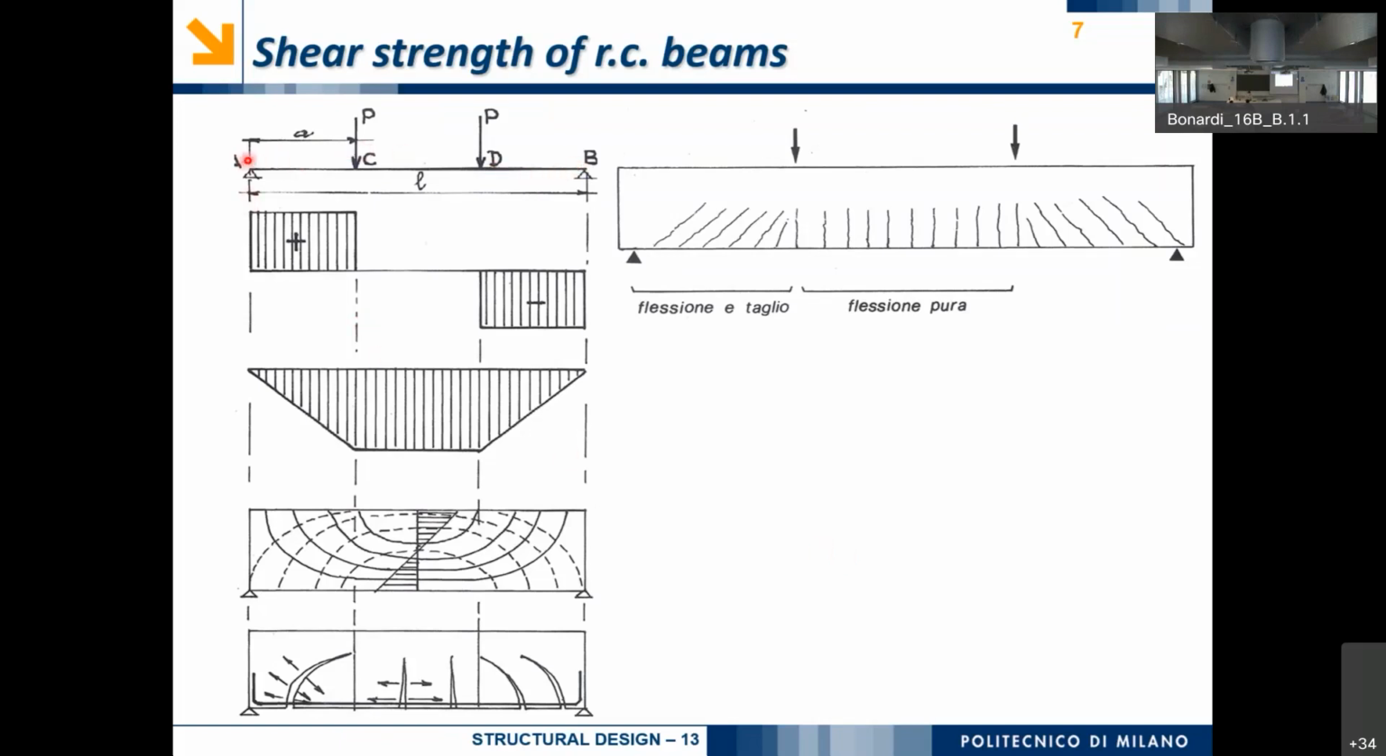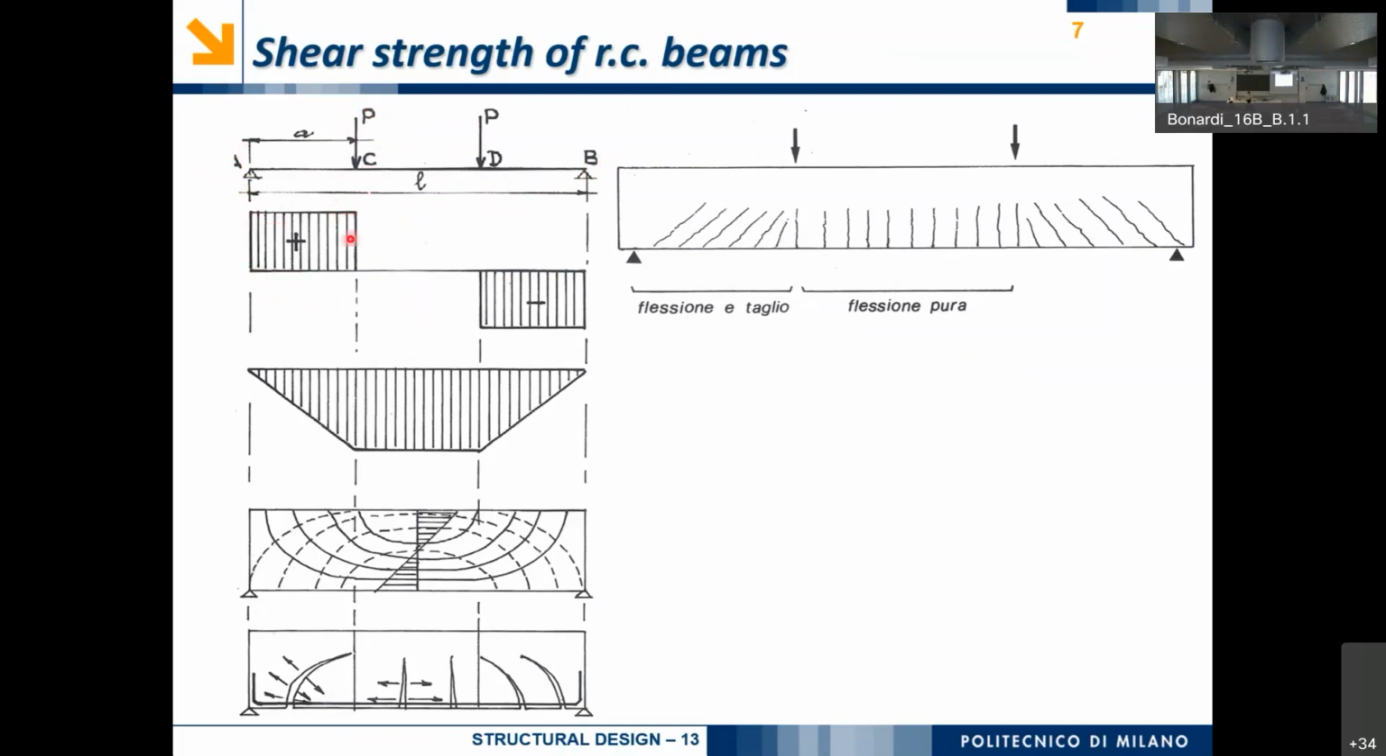So, a simple supported beam with just one span of length L that is undergoing two loads applied at roughly 1/3 of the span, at points C and D. If we perform the analysis of the structure, we can easily find that the reactions in A and in B will be equal to P, for that's trivial.